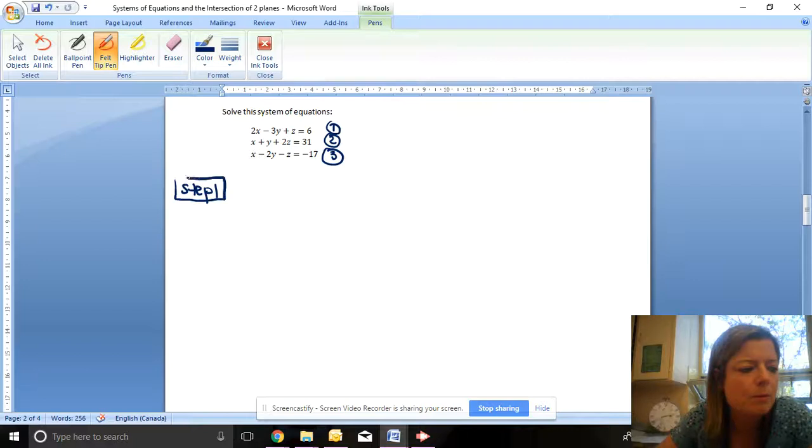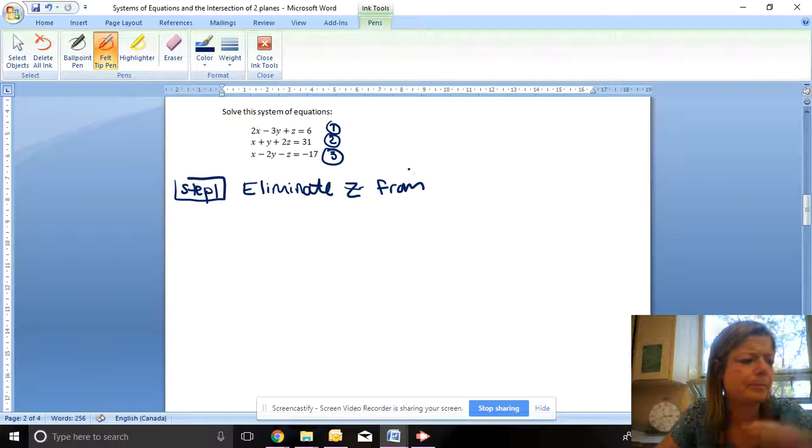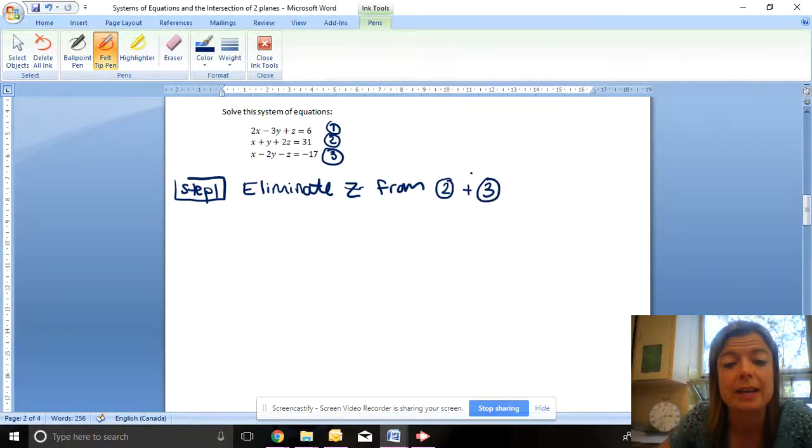Step 1 is to eliminate 1 variable from 2 of the equations. So in this case, I'm going to eliminate z from equations 2 and 3. You can really do it in any order, okay? You can change the order, but this is what I'm going to do.